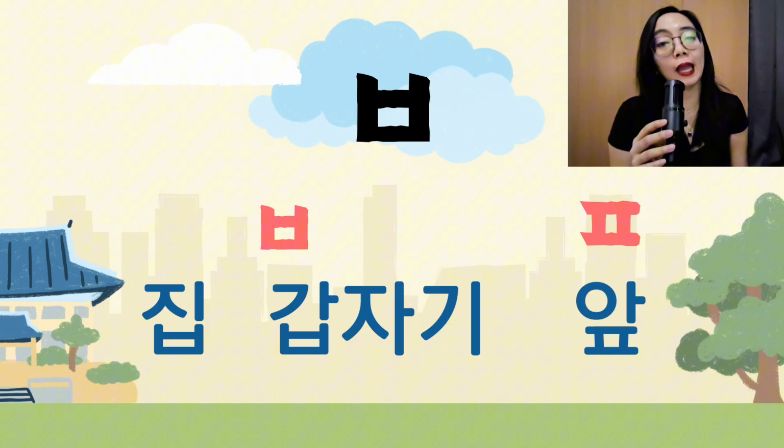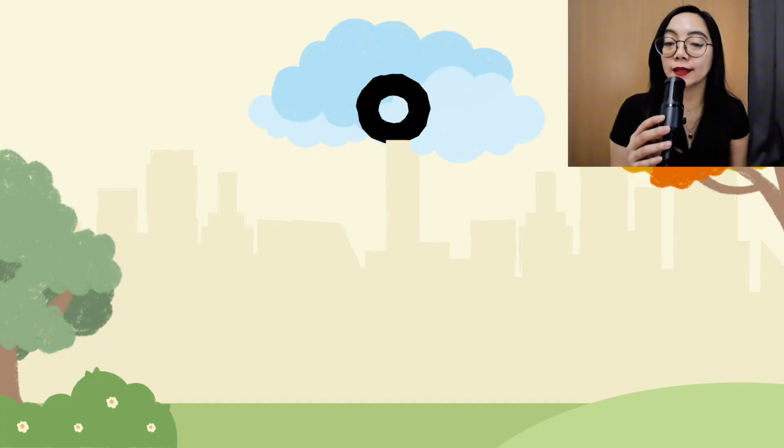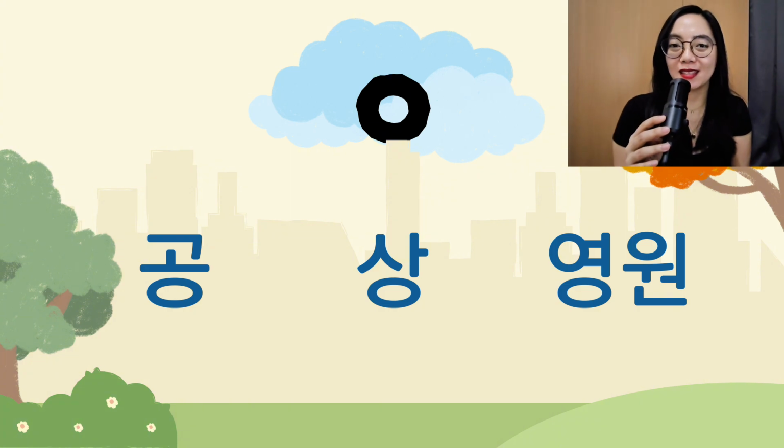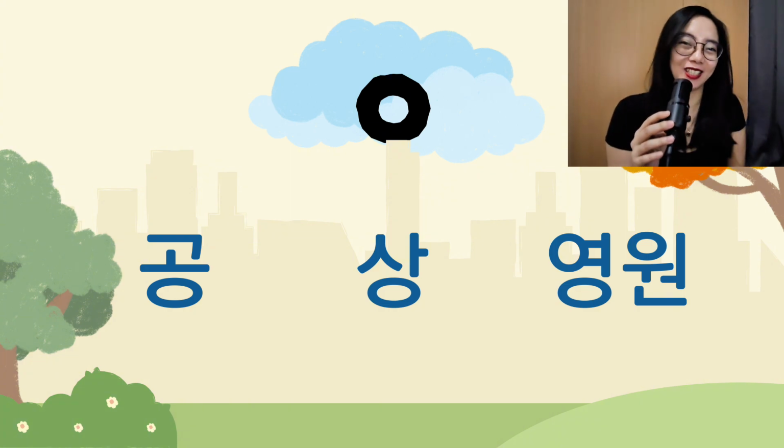And of course, we have this final consonant, which as an initial consonant sound is silent. But when placed at the end of syllables, it's pronounced as ng. Like in the word kung, which means a palace. Or the word sang, which means an award. And in the word 영원, which means forever or eternity.